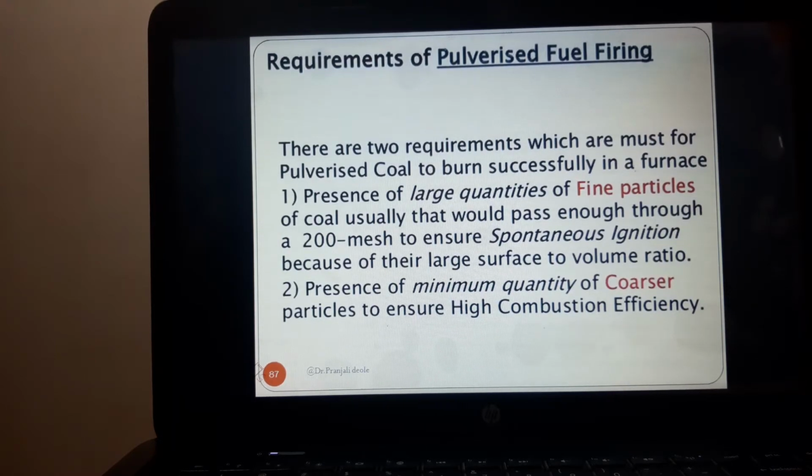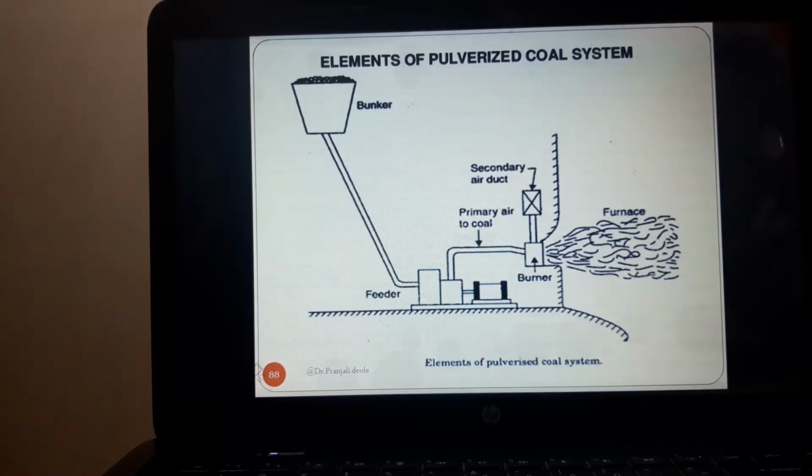Now, what are the requirements of pulverized fuel firing? There are two requirements which must be met for pulverized coal to burn successfully in the furnace. The first one is the presence of large quantities of fine particles of coal, usually ones that would pass through a 200 mesh, to ensure spontaneous ignition because of their large surface to volume ratio. And the second requirement is the presence of a minimum quantity of coarser particles to ensure high combustion efficiency.